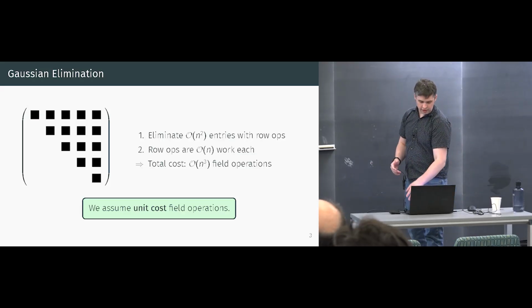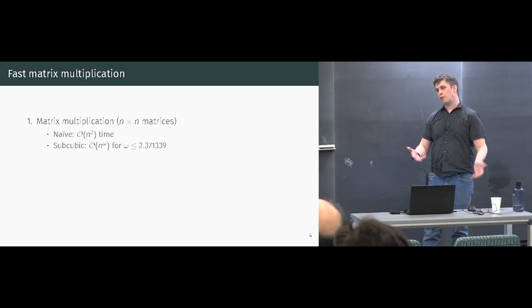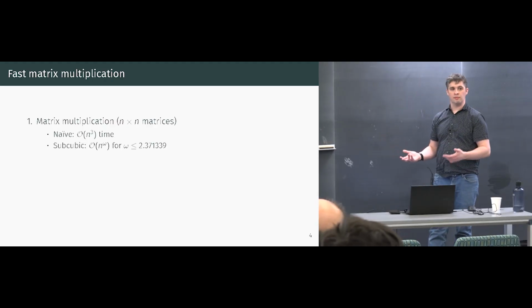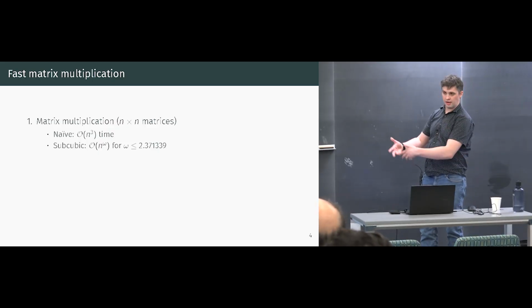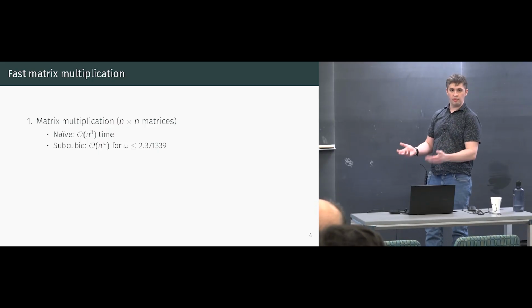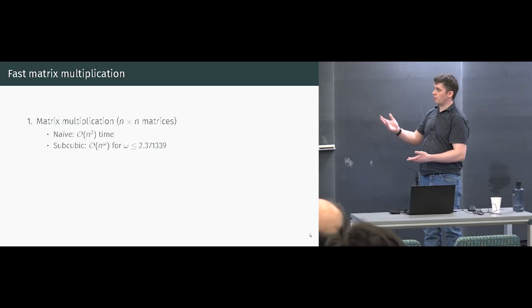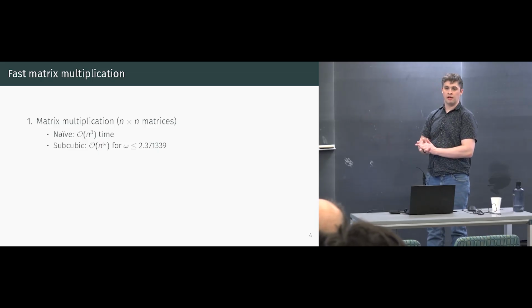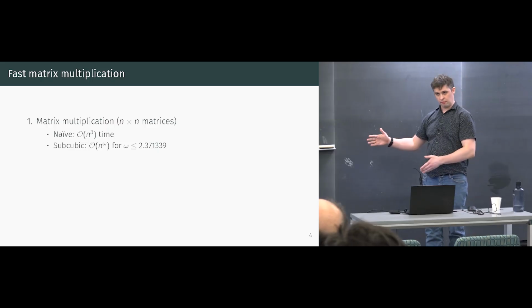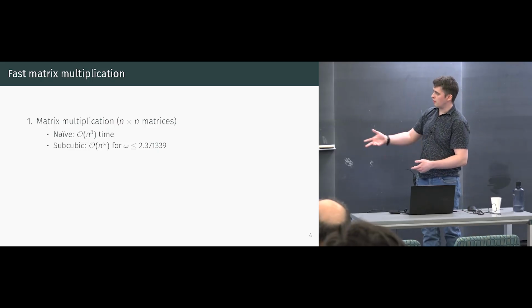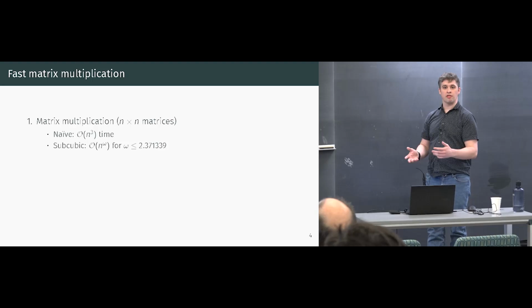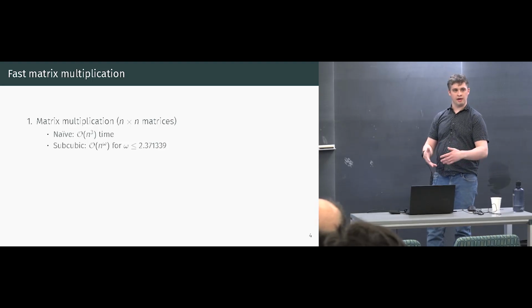You can go faster than that, even for dense systems. You've probably heard of fast matrix multiplication. This idea that you can multiply two matrices faster than the naive n-cubed bound, and we say the optimal exponent for this is omega. And people work very hard to lower this bound. The current record is 2.37 something, but they update it every year or two.